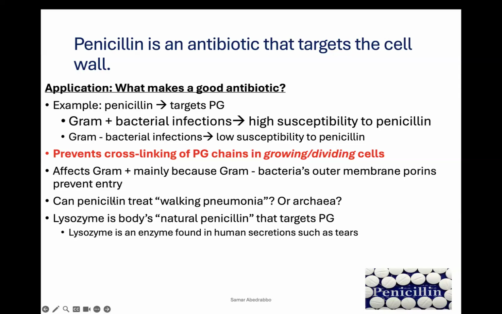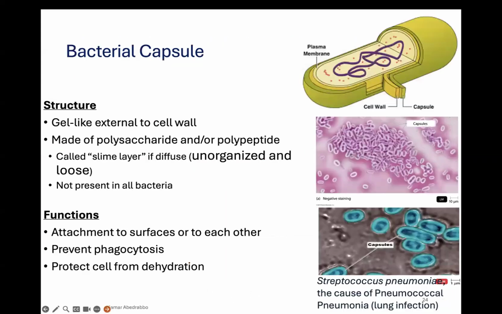Now, penicillin, I just said, targets peptidoglycan. Can it treat walking pneumonia? Walking pneumonia is caused by Mycoplasma, and I just said Mycoplasma do not have a cell wall, meaning no peptidoglycan, so it would not treat walking pneumonia. Archaea, their cell wall is not made out of peptidoglycan, so it also wouldn't be able to treat Archaea. So just that idea with that.